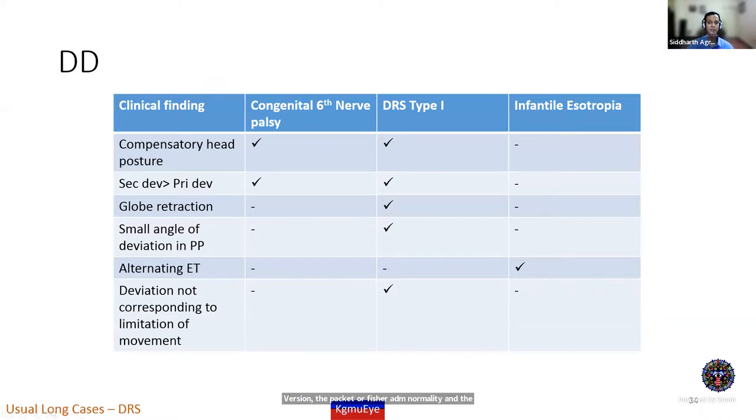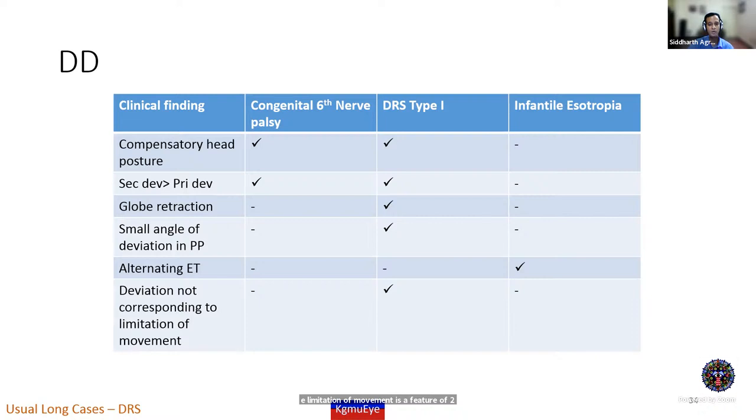Now, this is a table to tell you about these three conditions which we've discussed today and how you differentiate between them. CHP would occur in the first two of them. The first two, the congenital sixth nerve and the DRS, are incomitant deviations, so you would get a larger secondary deviation. Globe retraction is a feature of Duane syndrome. Small angle in primary position is again a feature of restrictive strabismus seen in Duane syndrome. Alternating esotropia is a feature of infantile esotropia. And I told you that deviation not corresponding to the limitation of movement is a feature of Duane syndrome.